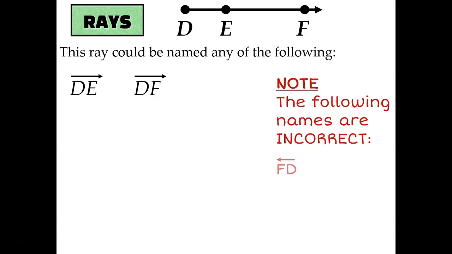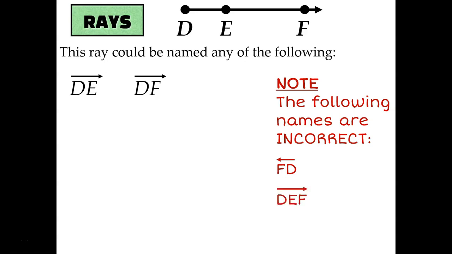Some examples of incorrect names would be FD. This is incorrect because the little ray written on top of the letters is pointing the wrong direction, and because the endpoint wasn't written first. You have to write D first, no negotiating. Endpoint is always first.